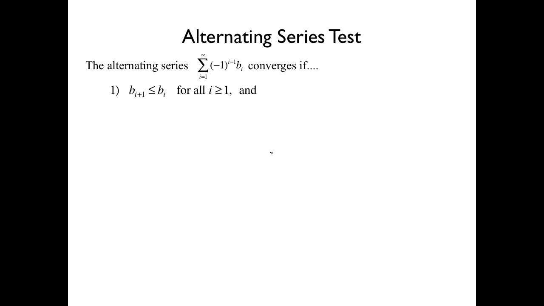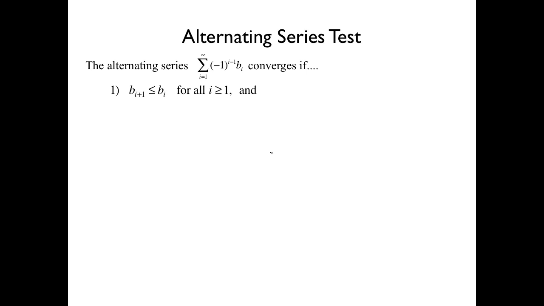b_(i+1) is less than or equal to b_i. What does that mean about the sequence? Each term compares how to the one before? Smaller. So the sequence is decreasing. These are all positive, right? So the b's are all positive values.